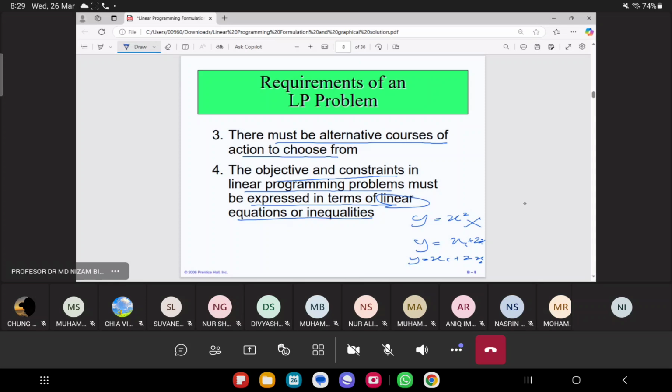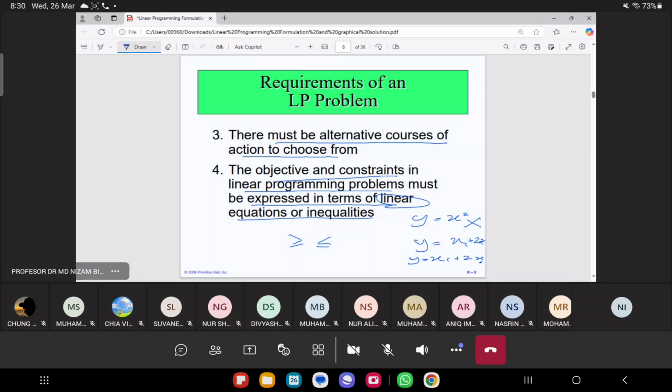So you must be able to express it in terms of equations. An equation is this. An inequality has a symbol of greater than or equal to, or less than or equal to. So basically, you have to develop a linear programming model to express the objective function to maximize something or minimize something, subject to the constraints for that particular situation, in the form of linear equations and/or linear inequalities.